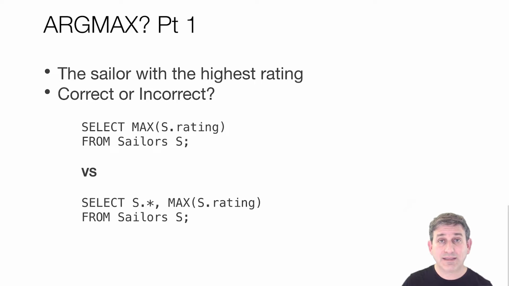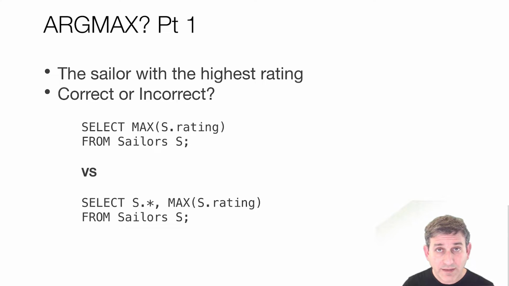It's just the max. And it doesn't help me understand the name or the ID of the sailor with the highest rating. So the first query is not a correct implementation of argmax. It's a correct SQL query, but it's max. It's not argmax. Now let's look at the second query. You might think it solves our problem because it has s.star, which includes all the columns of s. So now we're going to get the name and the ID and so on. And it also includes that max of s.rating.